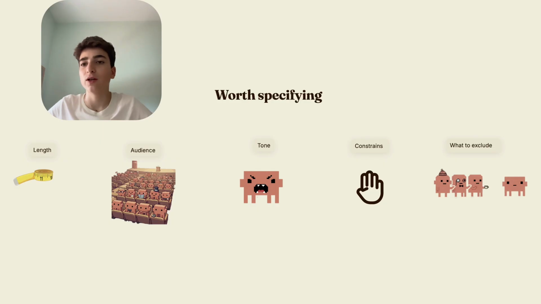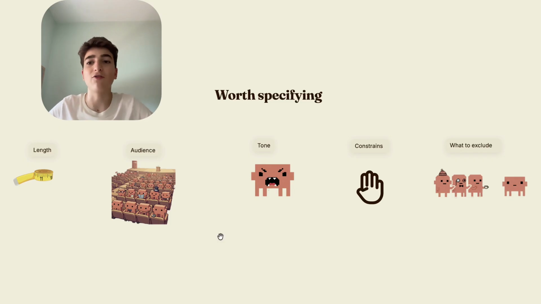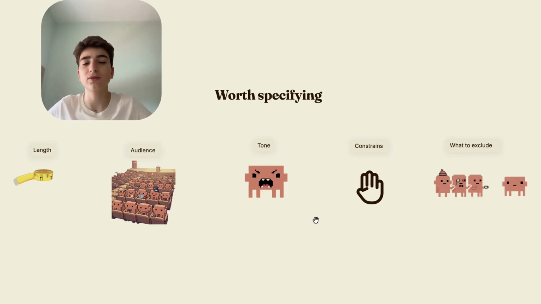Then we have the tone. We want it in an angry tone, like this little Claude mascot, or in a formal style, a casual style, whatever tone you want. Then you need to put the constraints. This is a very important part, because on Claude's website, where they explain how to better use their models, they put a lot of example prompts with things like do not do this, do not do that. So it's important to tell it what it does not have to do: the constraints.